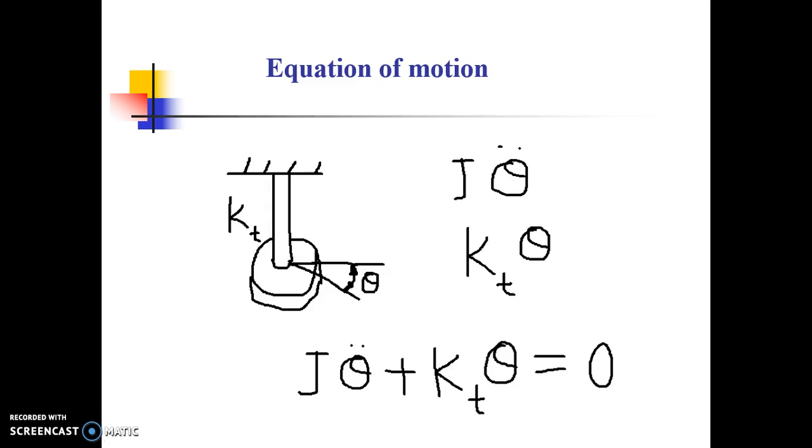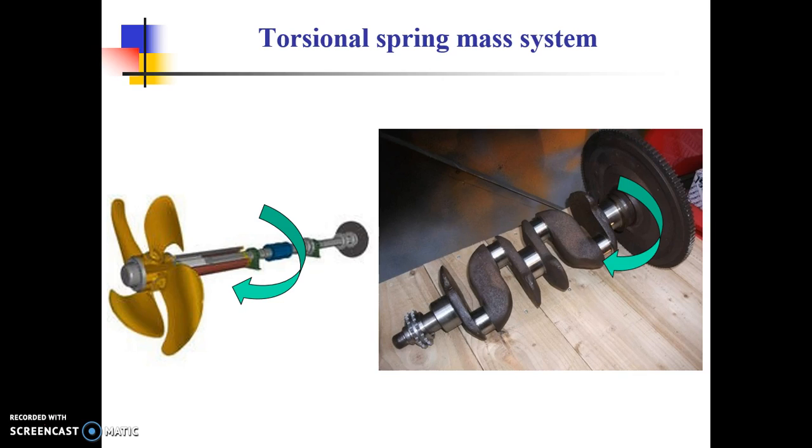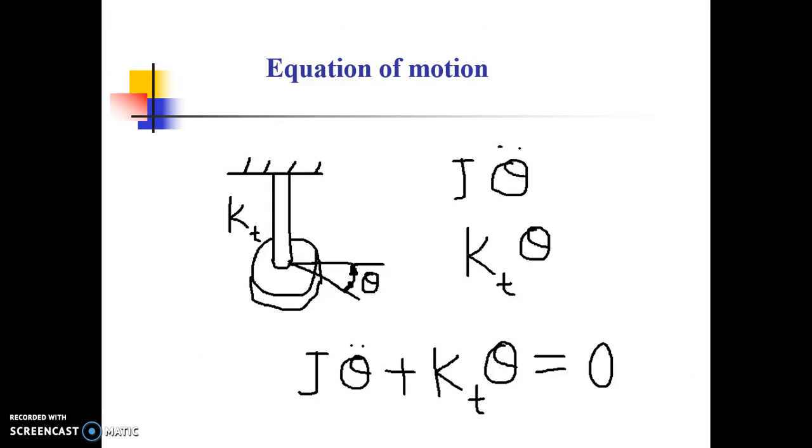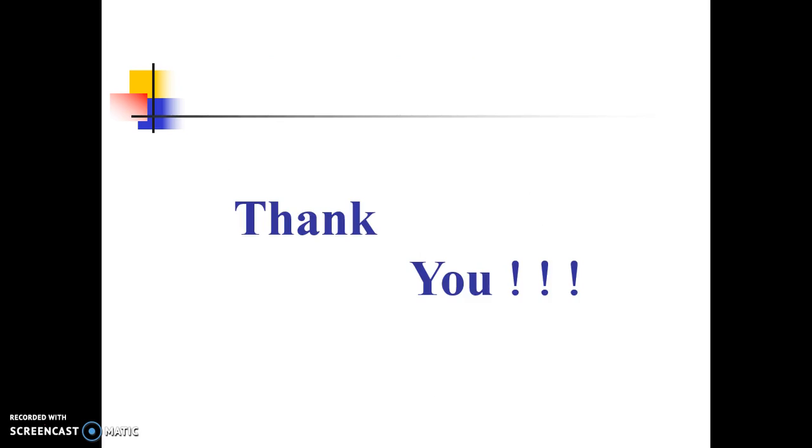When we consider the equilibrium equation, it becomes J theta double dot plus KT theta equal to 0. This becomes the equation of motion for the physical configurations considered as a torsional spring mass system. So we can see the equation of motion as a way of representing physical configurations in mathematical form, that is, the equation of motion of the linear spring mass system as well as the torsional spring mass system. Thank you very much.